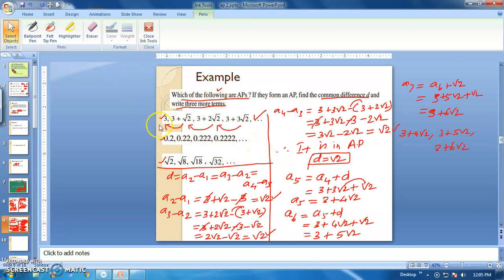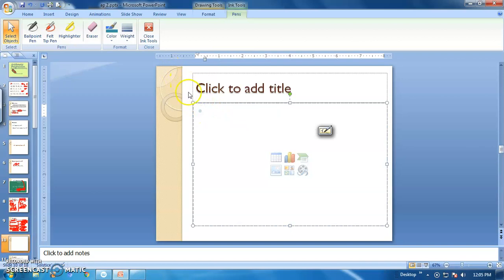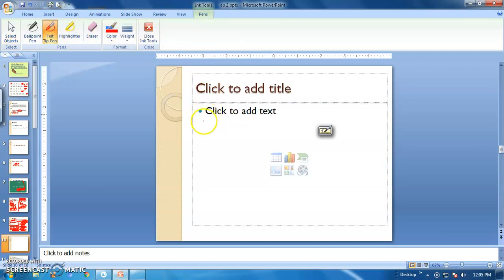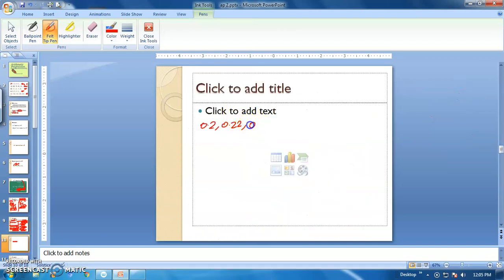What about the second one? 0.2, 0.22, the next one 0.222, etc. It keeps going on. So we are going to check the difference first. So D equals A2 minus A1, and next A3 minus A2.